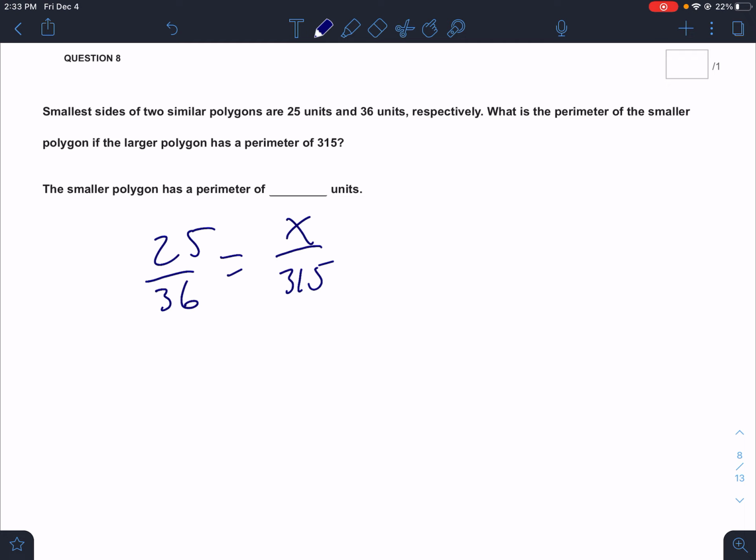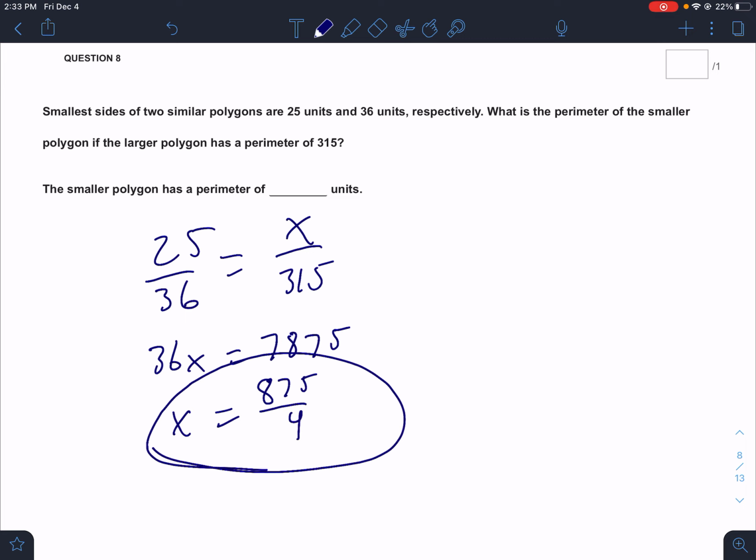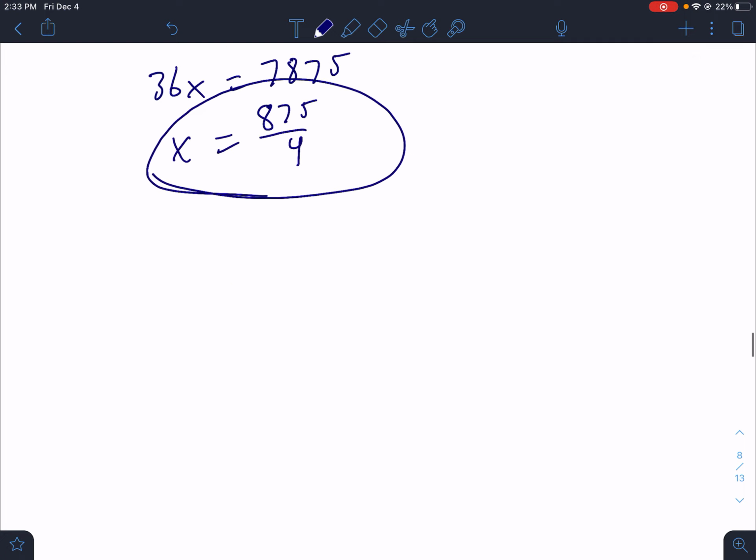Let me see here. Nope. I don't think there's any reducing we can do. So we just cross multiply: 36x equals 315 times 25, which equals 7875. Divide by 36, and I get x equals 875 over 4. So the smaller polygon has that perimeter. Remember, the polygons' perimeters and their sides have the exact same ratio.